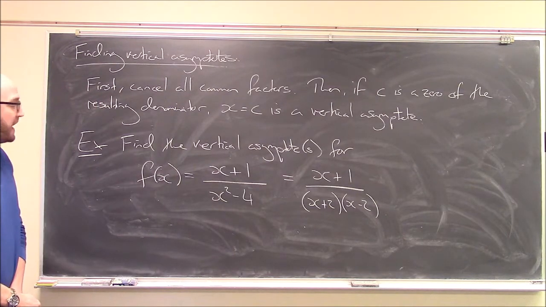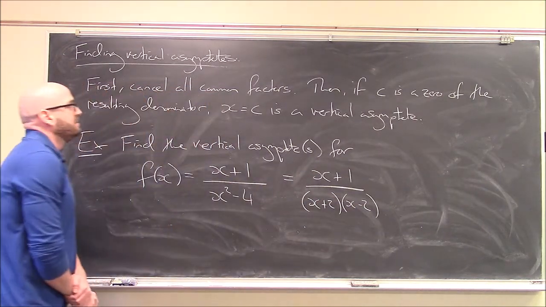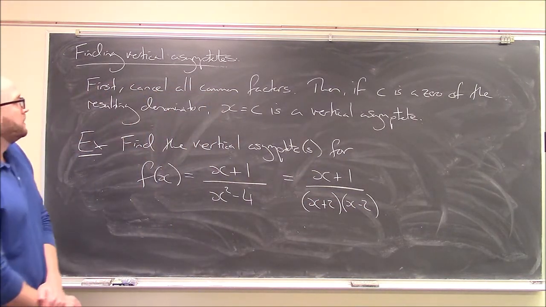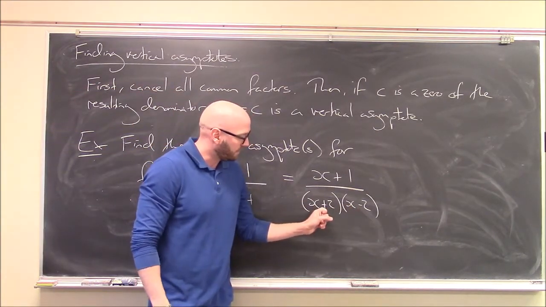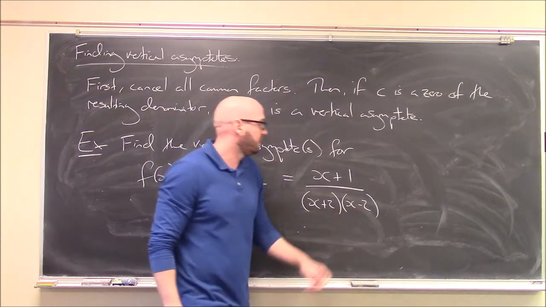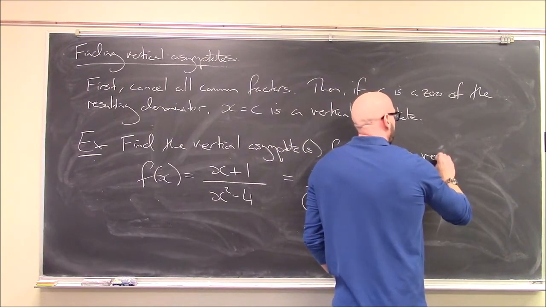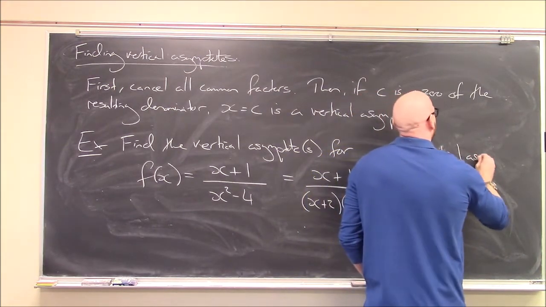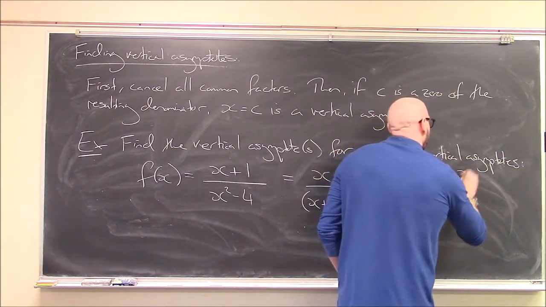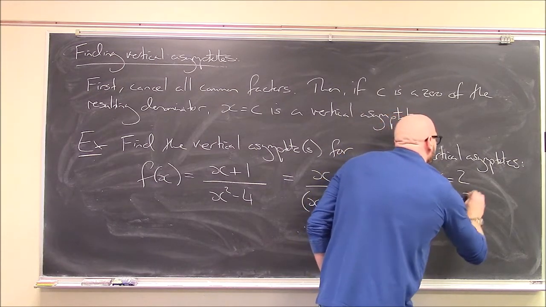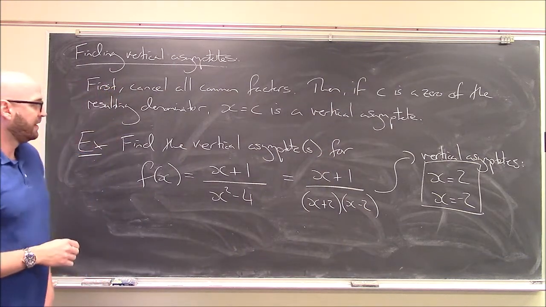Okay, so we cancel all common factors. Well, there are no common factors, so nothing to cancel, which means all I need to do now is identify the zeros of the denominator. My zeros are going to be plus 2 and minus 2. So the vertical asymptotes are x equals plus 2 and x equals minus 2. Let's do another one.